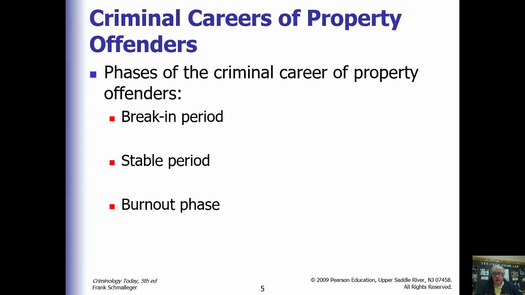And then the burnout phase, you can think about when the person starts to decelerate or desist, maybe not commit as many crimes, and eventually not be committed as much to committing crimes. We did say that the majority of your offenders age out at around 25, but we do have property offenders who stay in the game a lot longer, but ultimately most of them do have a burnout phase.